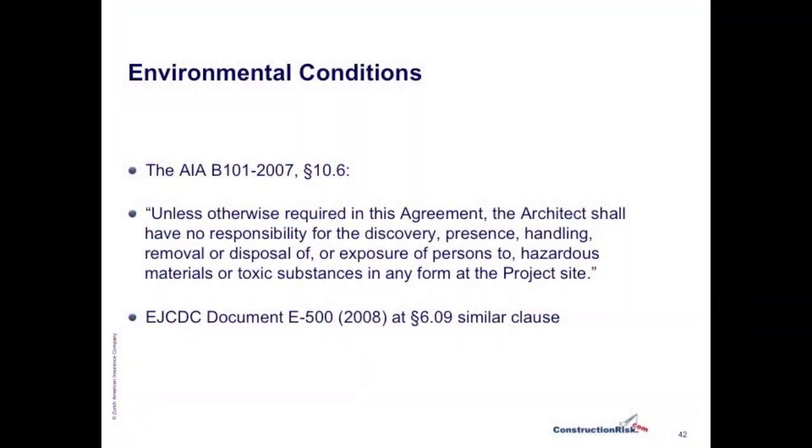The AIA B101 explains it as follows, quote, "Unless otherwise required in this agreement, the architect shall have no responsibility for the discovery, presence, handling, removal, or disposal of, or exposure of persons to hazardous materials or toxic substances in any form at the project site." Close quote. The EJCDC E500 contains a similar clause.